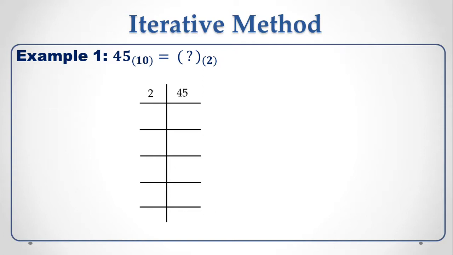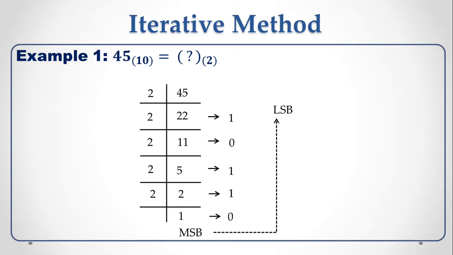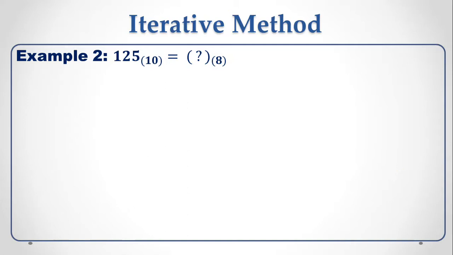45 divided by 2: 2 into 22 resulting in 44, and the remainder would be 1. Further, 22 is divided by 2, 2 elevens are 22, resulting in remainder 0. 2 fives are 10, resulting in a remainder 1. 2 twos are 4, resulting in a remainder 1. 2 ones are 2, resulting in a remainder 0. Hence, MSB to LSB is noted from the nth order remainder to the zeroth order remainder. Hence, 45 will be equivalent to 101101 in binary.